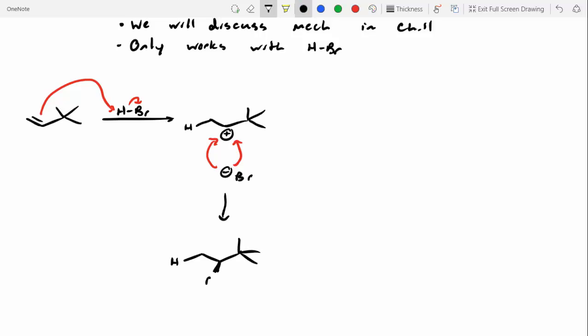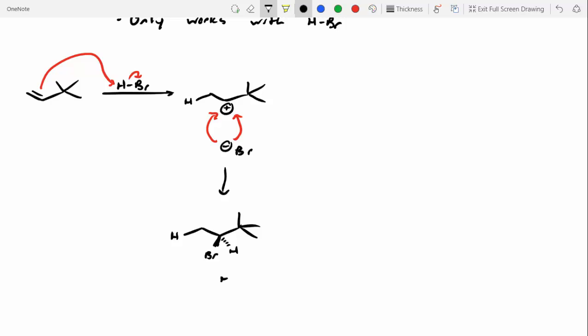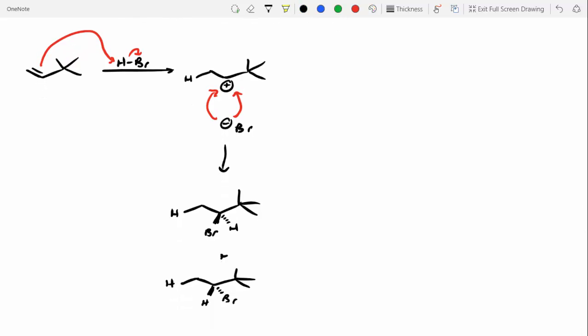You could have bromine coming out of the page, whoops, and the hydrogen here going back. Or you could have your hydrogens coming forward and this bromine going back. All right, do you think that's going to be the major reaction pathway? Does anybody see something that they're itching to do?